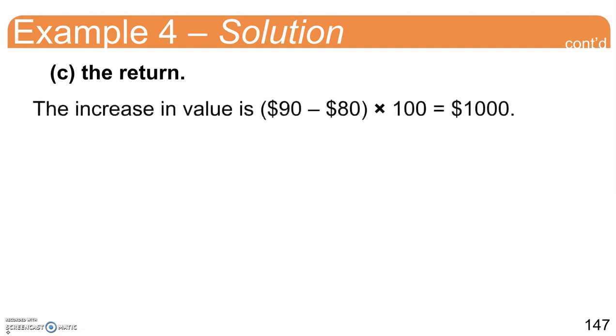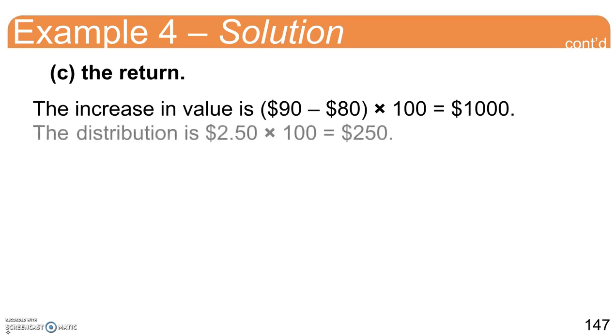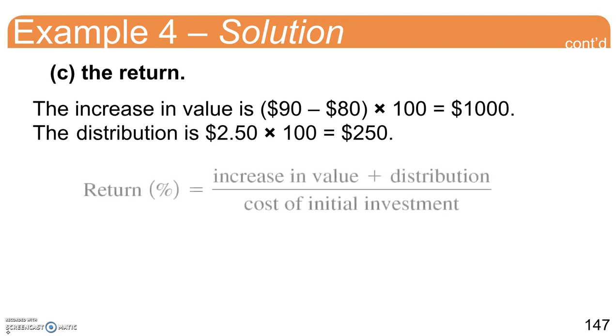To calculate the return, we're going to calculate the increase in our value. So we sold it at 90, bought it at 80, and we had 100 shares. So the $10 times 100 is our $1,000. And the distribution was $2.50 per share, or $250 for our total distribution on our 100 shares.